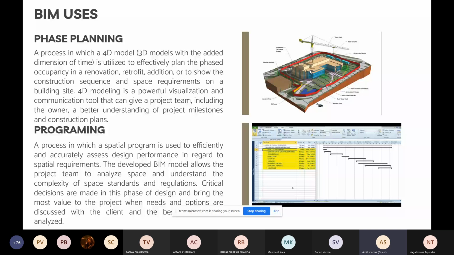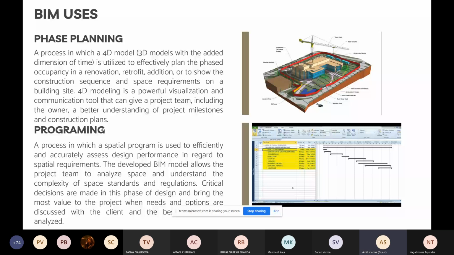The next one is programming. Programming gets used in a very initial stage of a project to calculate any kind of areas. Imagine you develop a sketch or a concept and you want to know what kind of areas we can extract from that concept. Here we can use the BIM model to have those quantities. We can see if it's feasible or not.